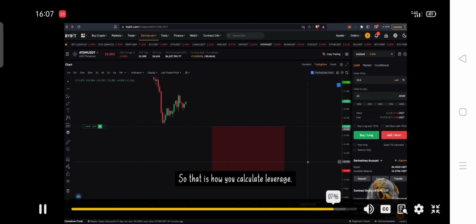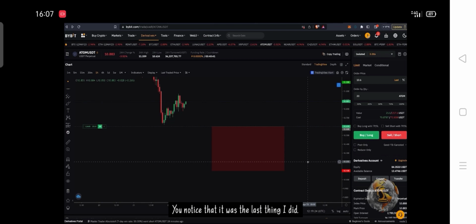So that is how you calculate leverage. You notice that it was the last thing I did. You have to understand where you're entering, where your stop loss is, and your size and your notional size, and then how much equity you have in your account before you worry about the leverage.